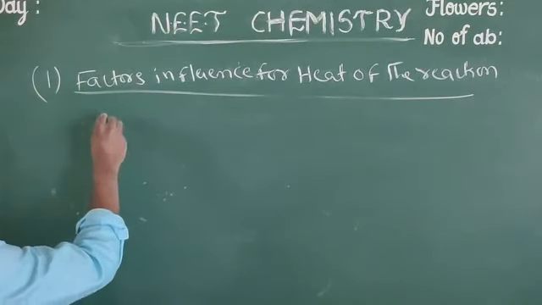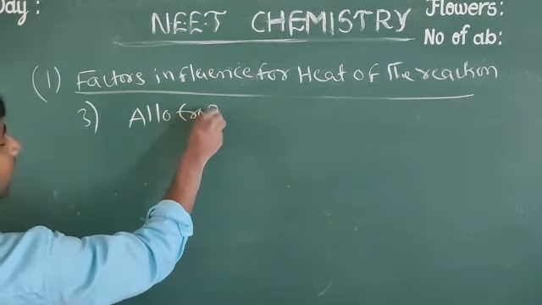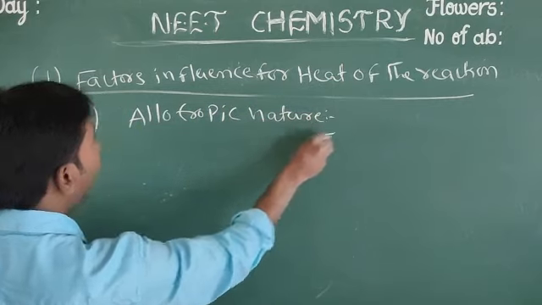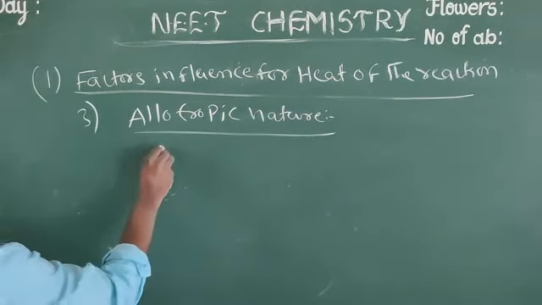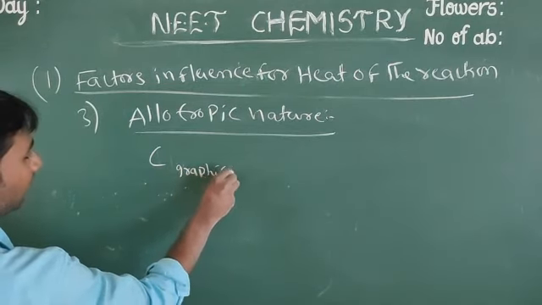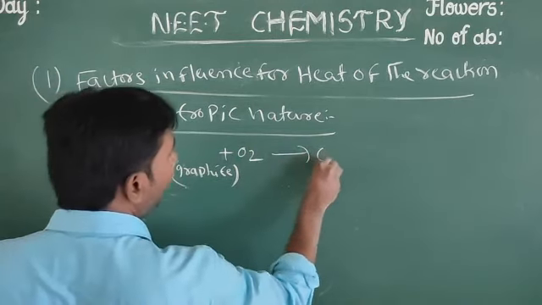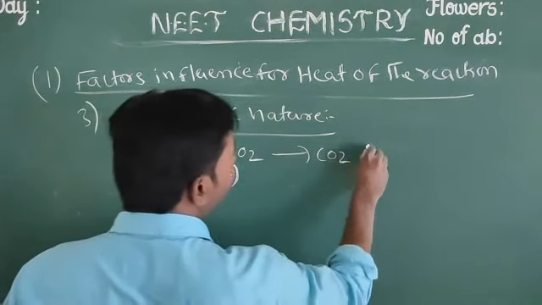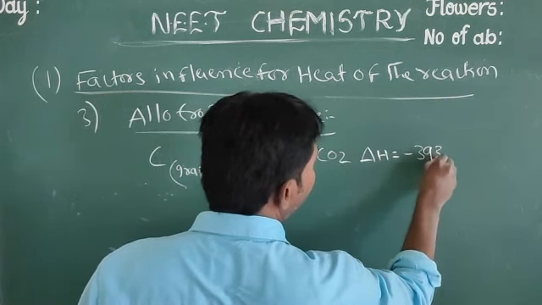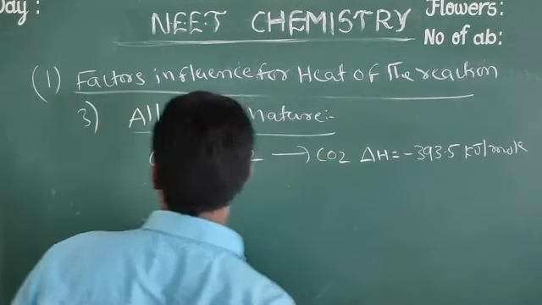Heat energy depends on allotropic nature. For example, carbon graphite burned with oxygen gives carbon dioxide. Here heat energy is released, say minus 393.5 kilojoules per mole.